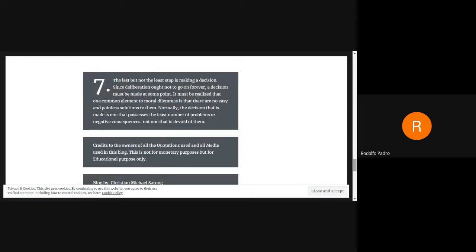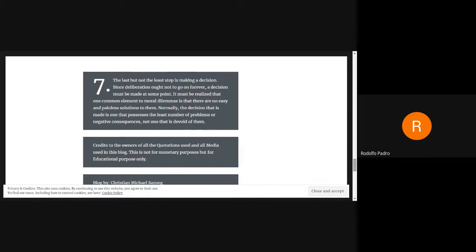The last but not the least step is making a decision. Since deliberation ought not to go on forever, a decision must be made at some point. When we encounter problems, they do not last forever because of time. When we are asked to make plans or decisions, sometimes we deliberate, and sometimes the decision is automatic and needed from us.